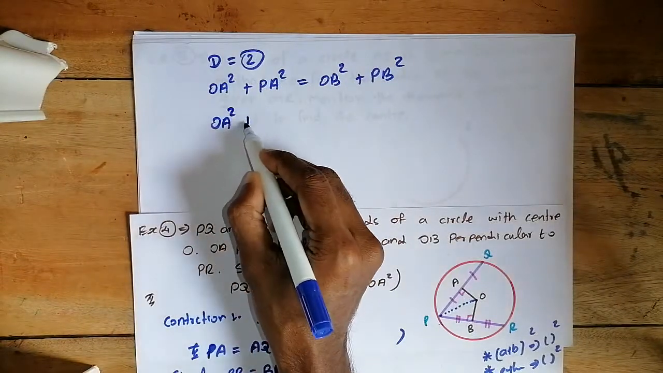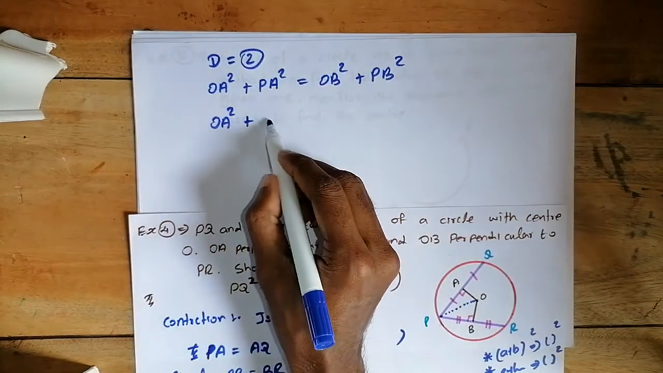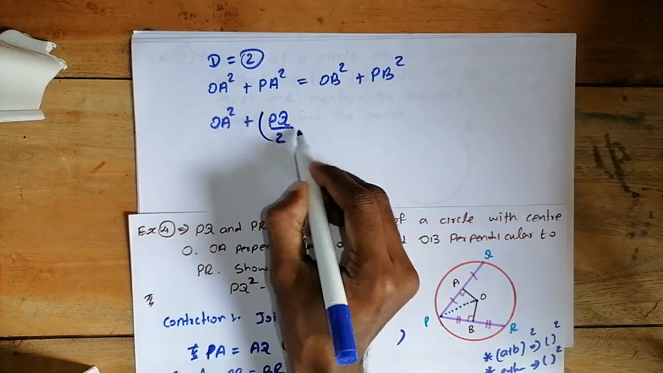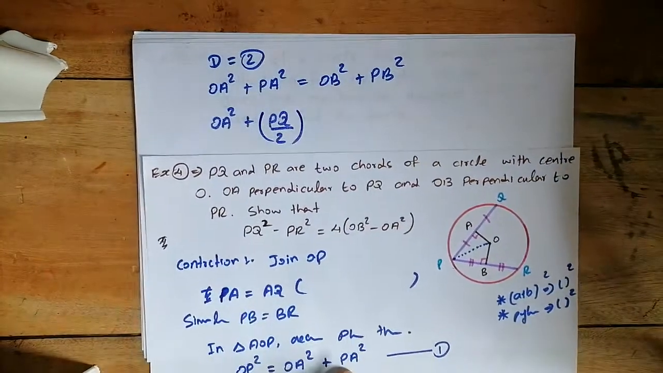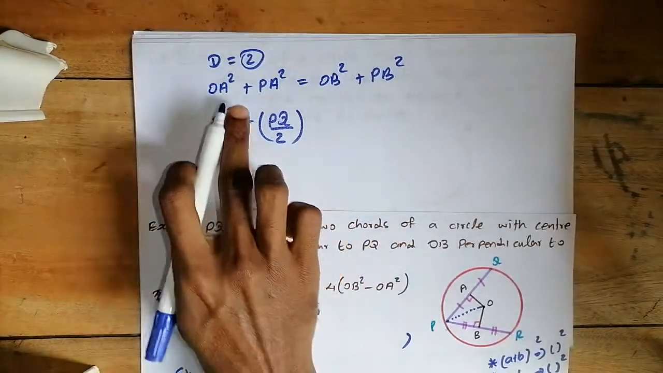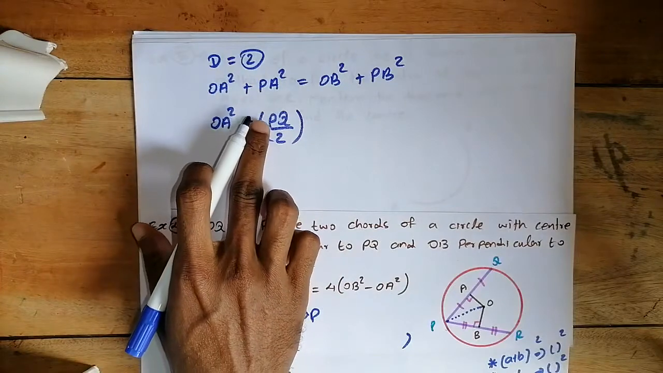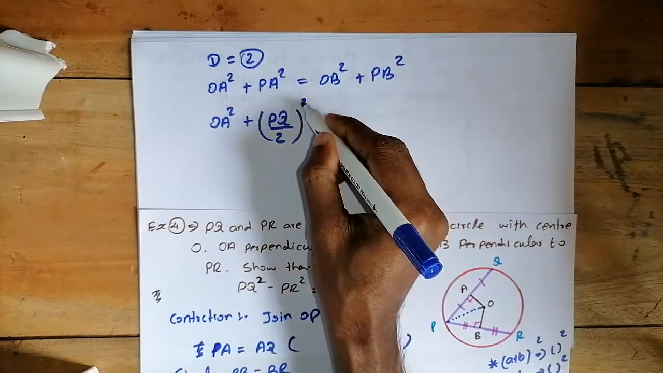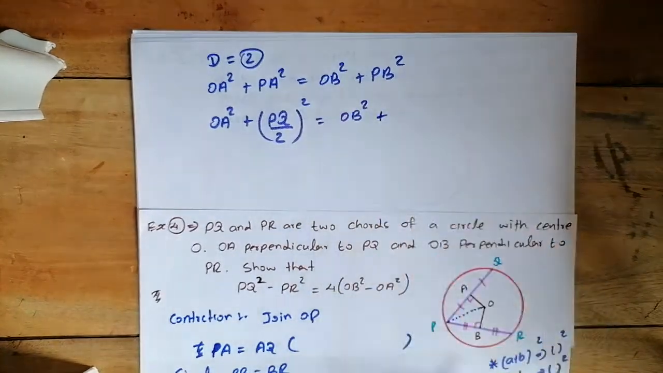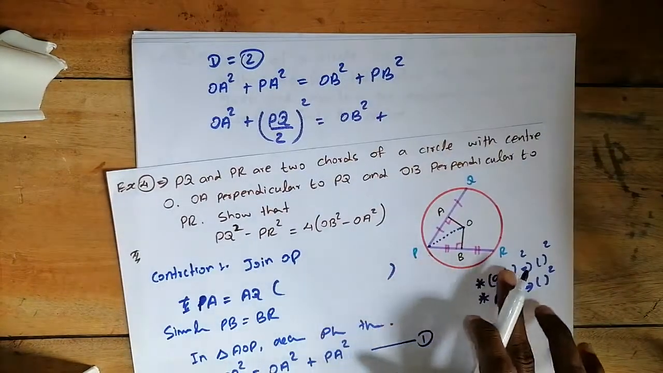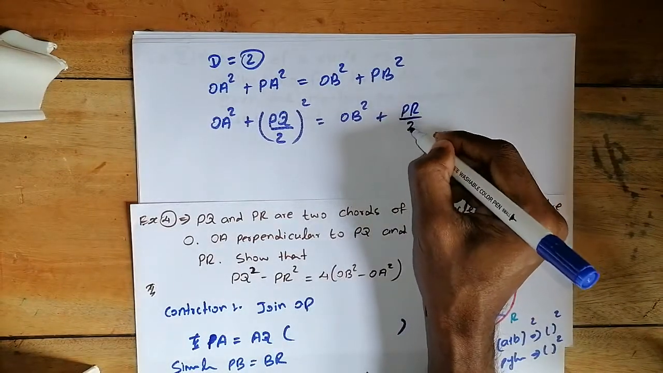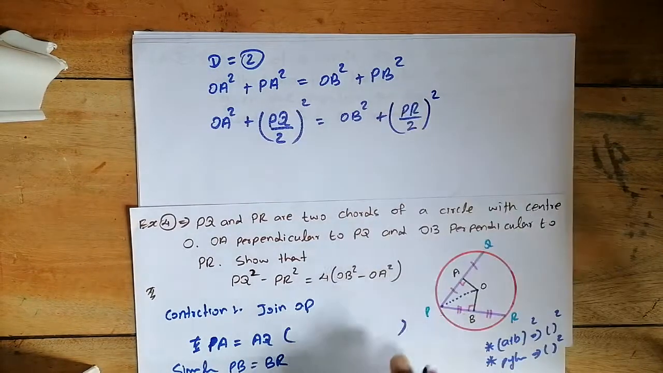So OA squared plus, instead of PA, we are going to write PQ half, half of the PQ, because A is the midpoint. We showed it. Okay, so instead of PA, we substitute PQ over 2, all squared. And OB squared plus, instead of PB, we are going to use half of PR, so PR over 2 all squared.